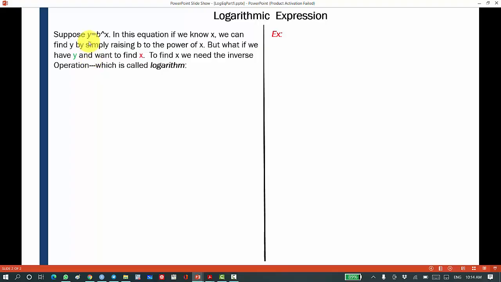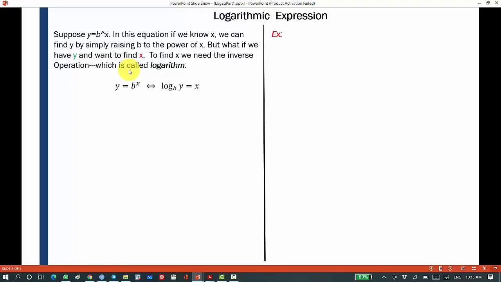Suppose y is b to the power x, where b is positive and not equal to 1. In this equation, if we have x, we can easily calculate y by simply raising b to the power of x. But what if we have y and want to find x? To find x, we need to inverse the operation, which is called the logarithm.